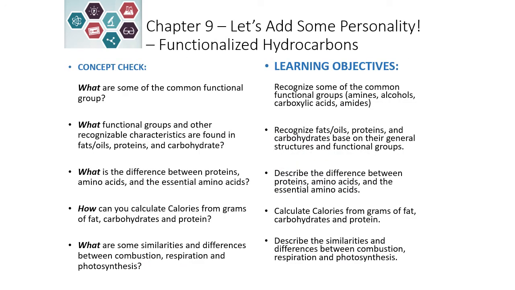So hopefully throughout this chapter you've learned a little bit about functional groups and are able to recognize those functional groups in fats, proteins, and carbohydrates. You've discovered the difference between proteins and amino acids and what essential amino acids are. You can calculate the calories from the grams of fat, carbohydrates, and proteins in your food. And we've noticed the differences and similarities between combustion, respiration, and photosynthesis.